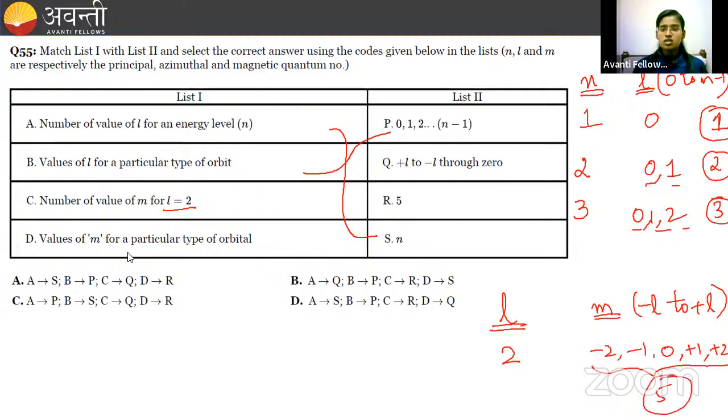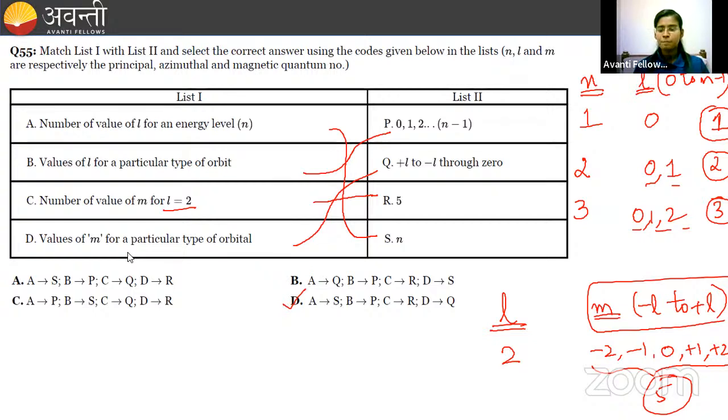So C goes to R. And the last one, the values of m for a particular type of orbital is equal to minus l to plus l through 0. The value of m is from minus l to plus l, so here we have seen that formula. So D has to go to Q. This correct match is given in option D. So option D is the correct answer for this question.